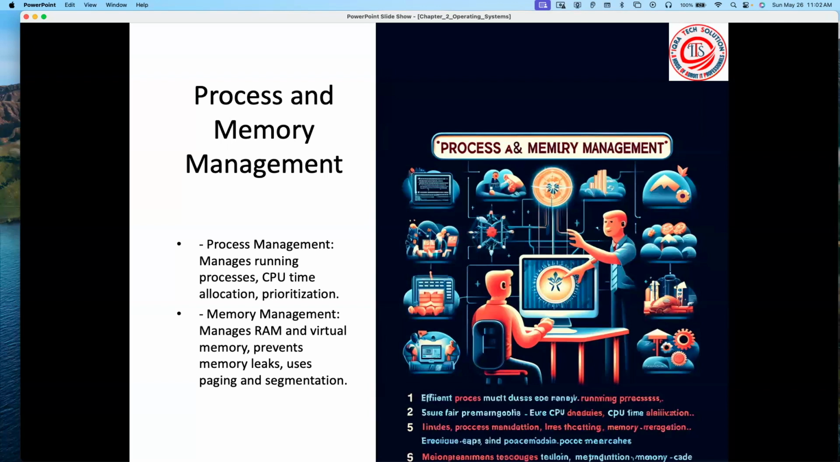By understanding these concepts, you gain a deeper appreciation of how operating systems function and their critical role in the computing ecosystem.